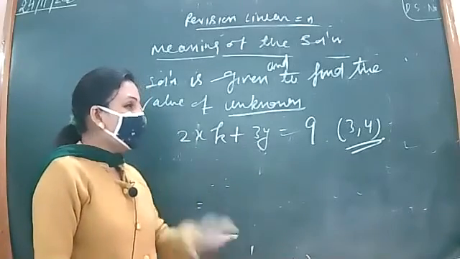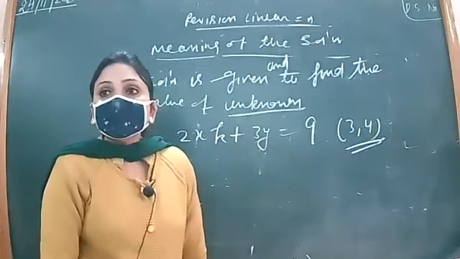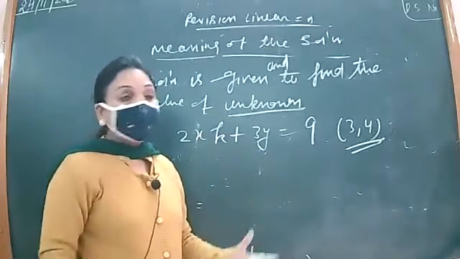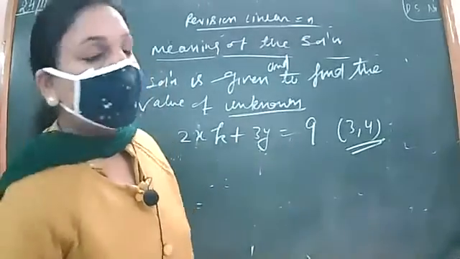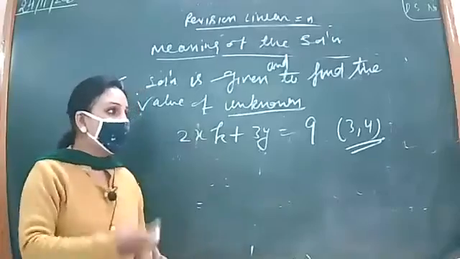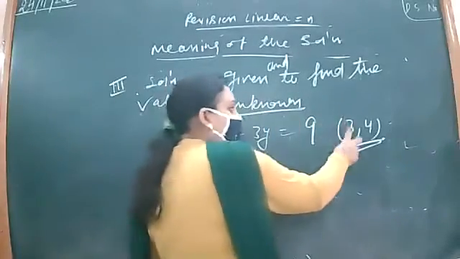Now, one question arises here: if we want to find the value of the unknown, there are so many unknowns. x is unknown, k is unknown, y is unknown. Which variables do we take as given? Absolutely, here it is given that (3, 4) is the solution of the equation. That means the value of x is known, and that is equal to 3.